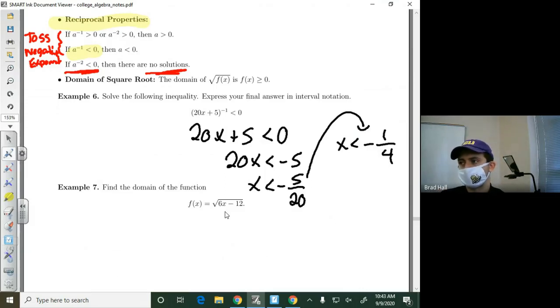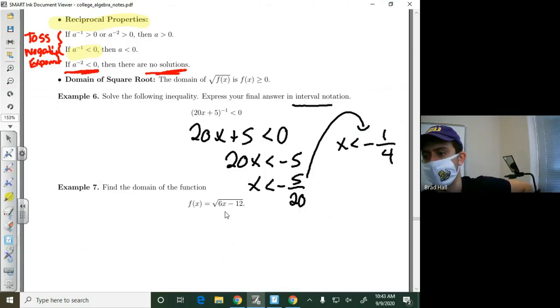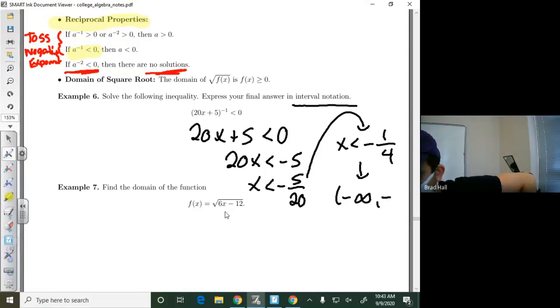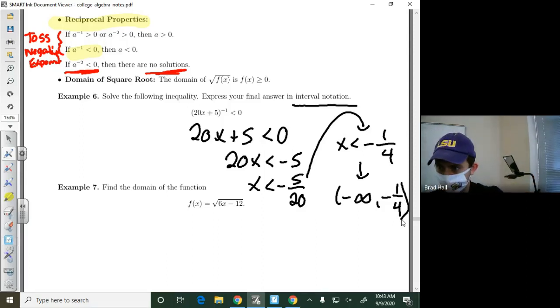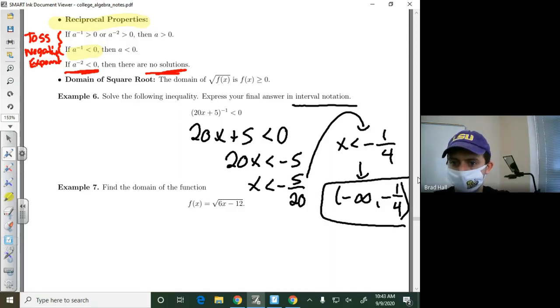And negative 5 over 20 simplifies to negative 1 over 4. So I went ahead and just did that. They want the final answer in interval notation. So the interval notation here would be, well, x is less than this number. So it's going towards negative infinity, all the way up to negative 1 over 4. And we use a parenthesis because there's no equal to component here. So this would be the final answer.